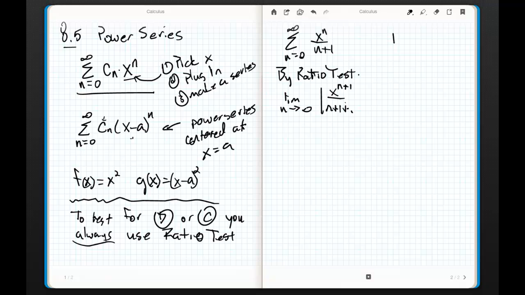Remember, the ratio test is the limit as n goes to infinity of the absolute value of a sub n plus 1 divided by a sub n. And then remember, if this is less than 1, I converge. If I'm greater than 1, I diverge. And if I'm equal to 1, do something else. Okay? N plus 1 plus 1. And the absolute value, right?